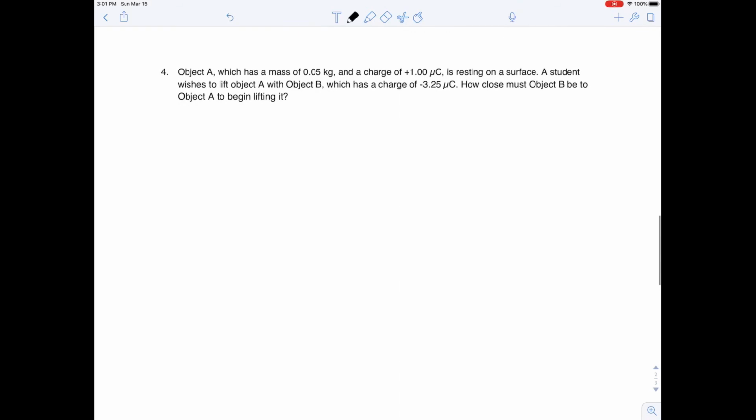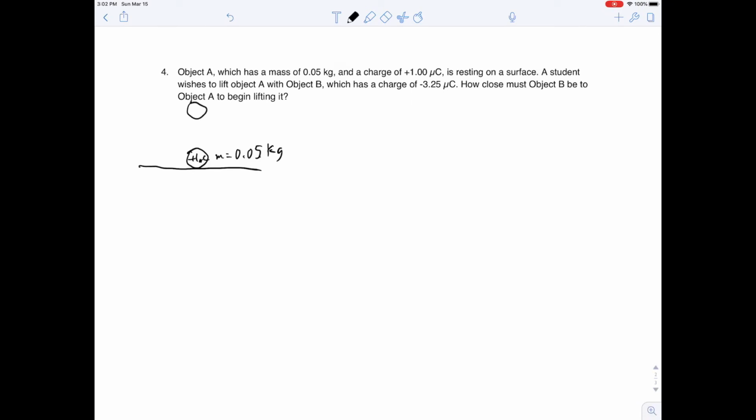Alright, so this is a very interesting problem. Last problem. Object A, which has a mass of 0.05 kilograms and a charge of 1 microcoulomb, is resting on a surface. A student wishes to lift object A with object B, which has a charge of 3.25 microcoulombs. How close must object B be to object A to lift it? So basically, I got this object on the ground, and I know it has a mass of 0.05 kilograms, and it's a +1 microcoulomb charge.